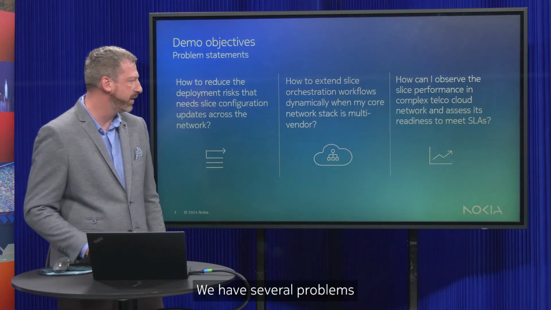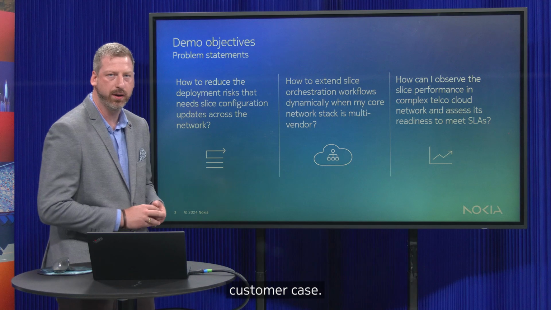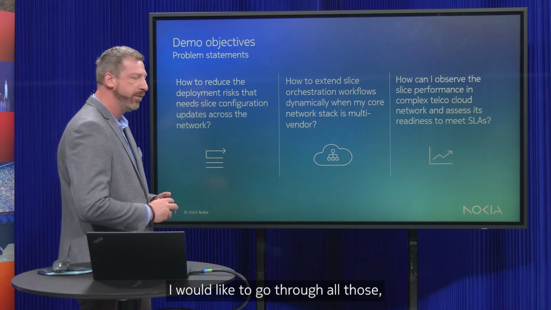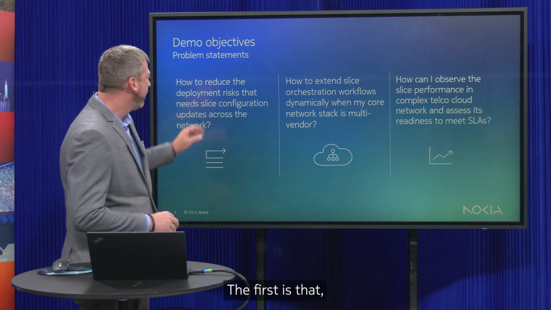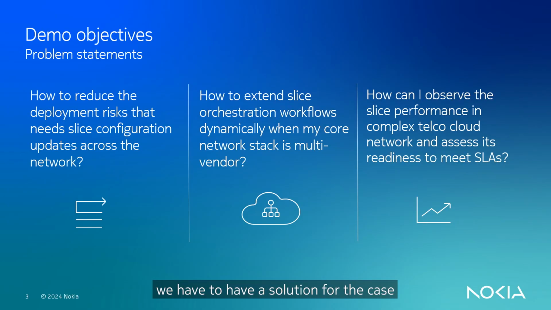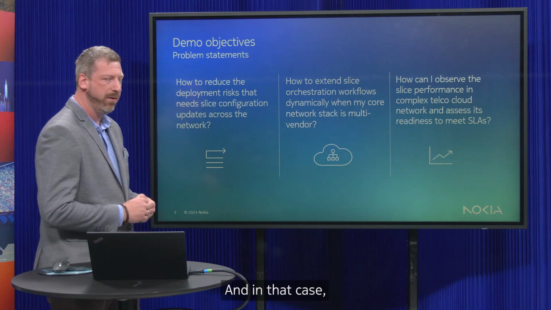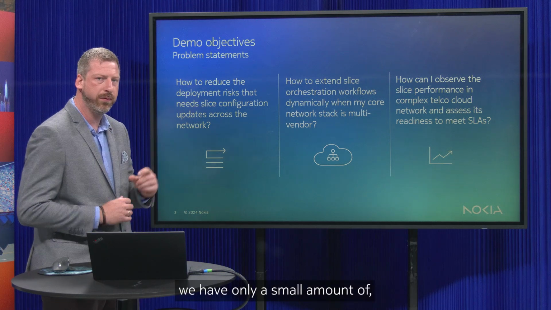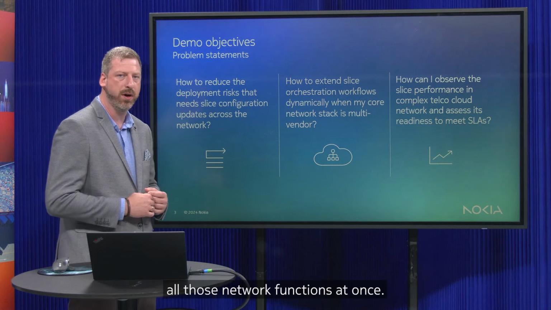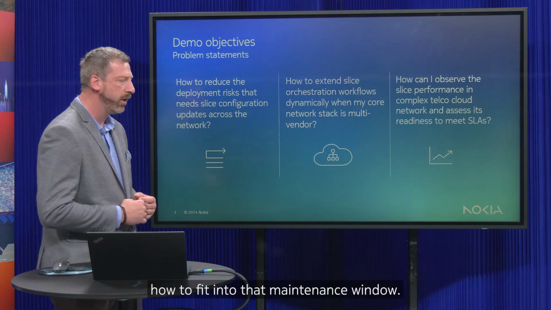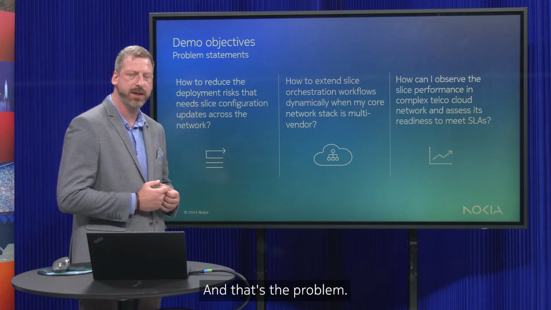We had several problems to assess with that customer case, and I would just like to go through all of those one by one. The first is that we have to have a solution for the case when we have a lot of network functions in the 5G core, and we have only a small maintenance window to operate and configure all those network functions at once. How to fit into that maintenance window, that's a problem.